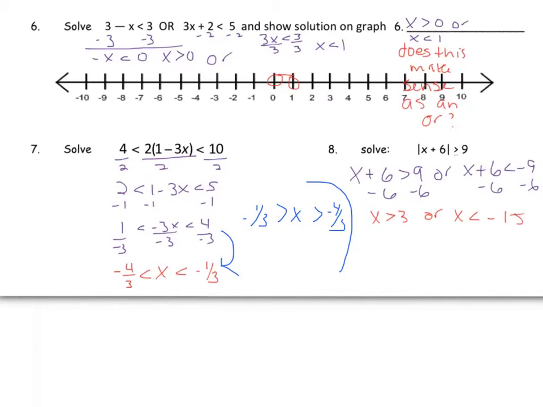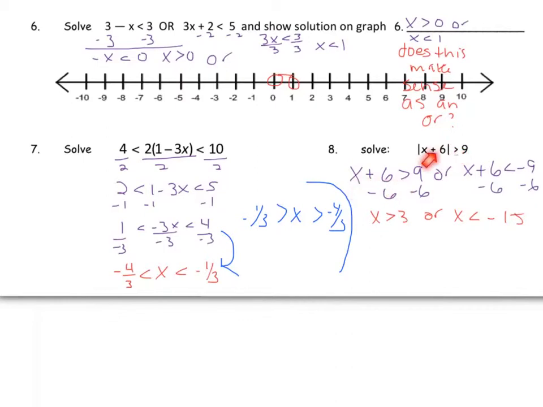And 8 is solving the absolute value inequality. So the first thing I look at is this sign right here. Because it is a greater than or equal to, or maybe it was just a greater than, I can't tell on here if it's an or equal to, but anyway, it has to be an or. So if it's greater than, or equal to, it has to be an or. If it is a less than or equal to, it has to be an and.